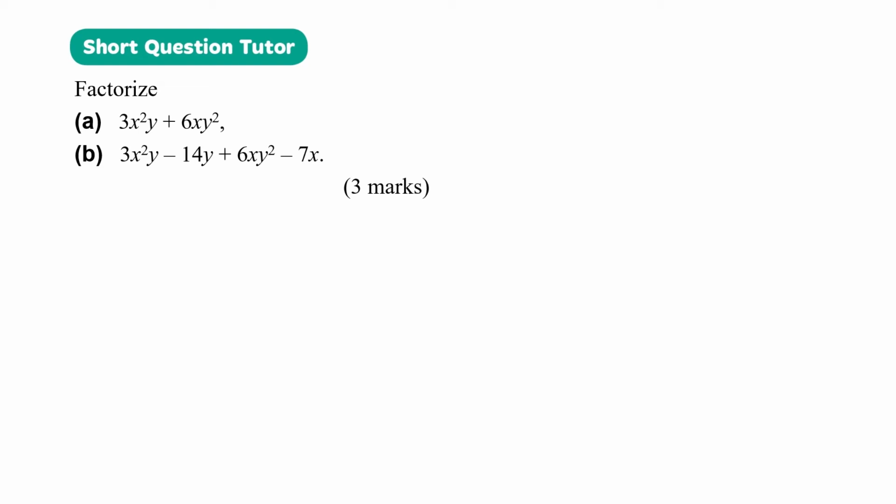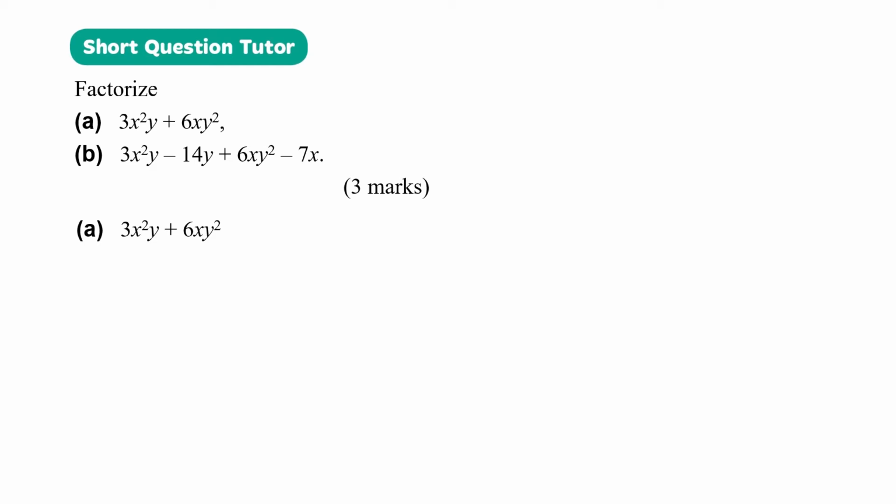In short question tutor, we will talk about an example of factorization which appears in HKDSE every year. In Part A, we factorize it simply by taking out a common factor. In Part B, we use the result in Part A and take out common factors repeatedly. Let's consider Part A first.